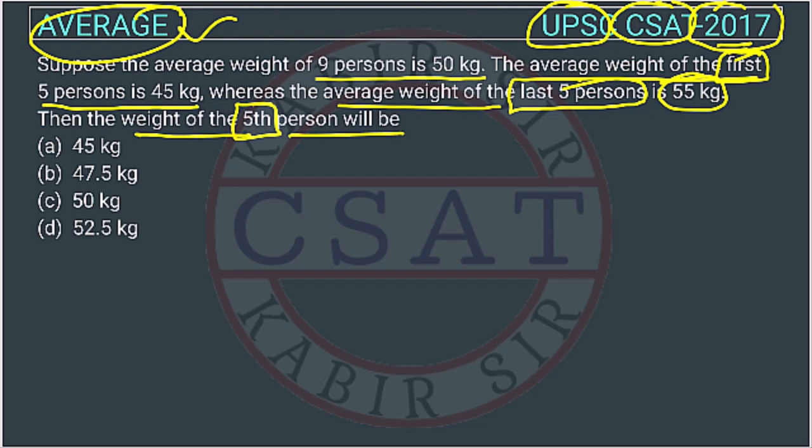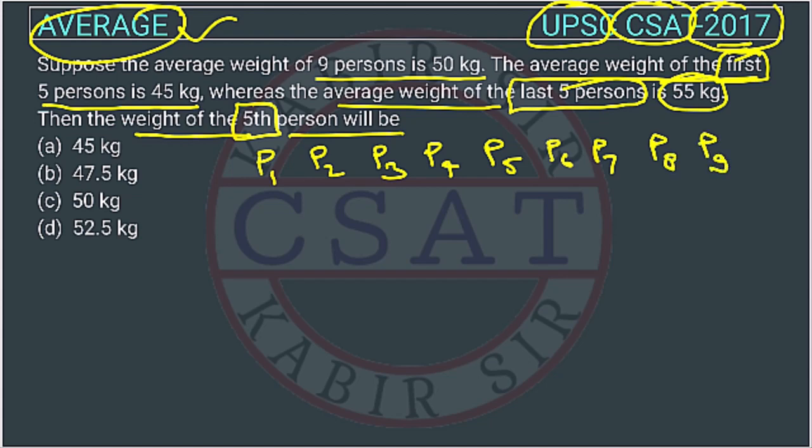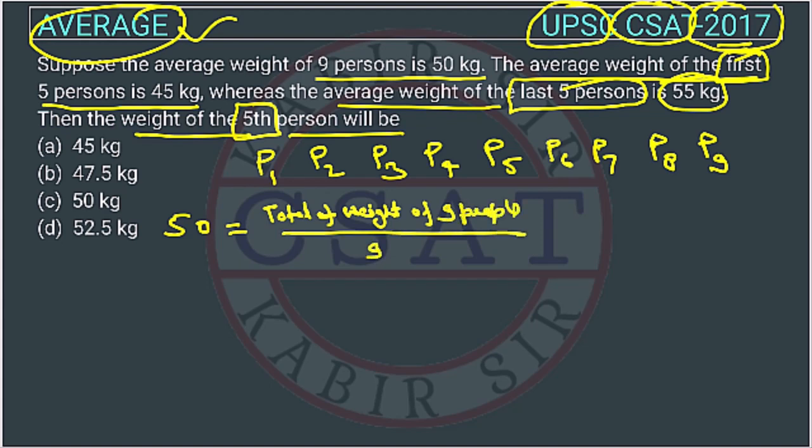See, what is given? It's given that there are 9 people, right? So suppose this is person 1, person 2, person 3, person 4, person 5, person 6, person 7, person 8, person 9, right? So their average weight is given. How much? 50, right? So this will be total weight of 9 people, right, upon 9.